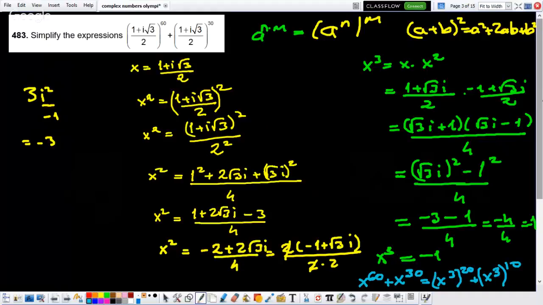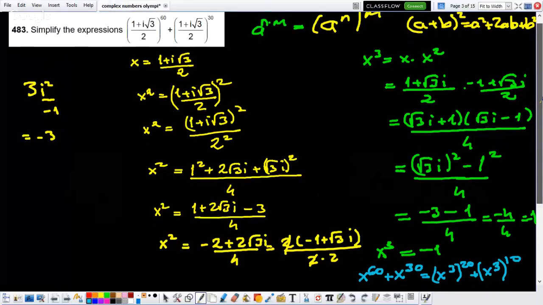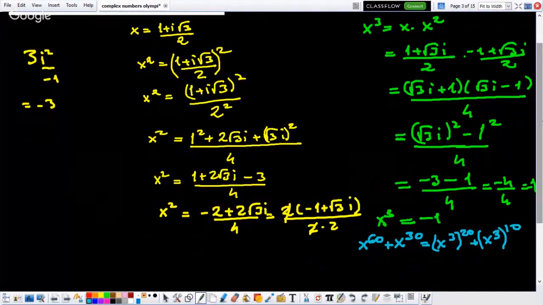So the result here, it's going to be a bit downward. I'm going to come, maybe we are going to lose the question, but later I will correct that part also. X to the power of 60 plus x to the power of 30 is going to be equal to minus 1 to the power of 20 plus minus 1 to the power of 10. That's equal to 1 plus 1, and at the end the result is equal to 2.